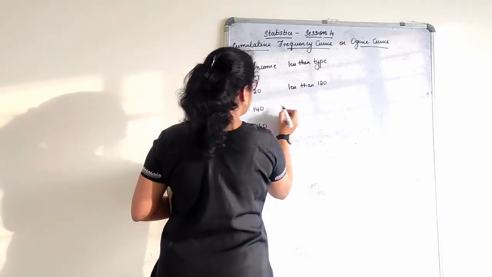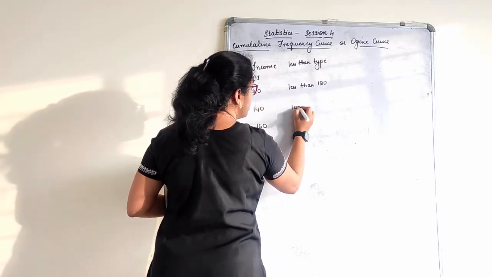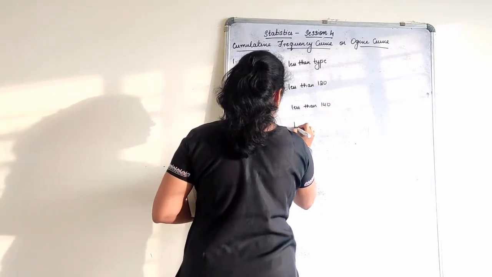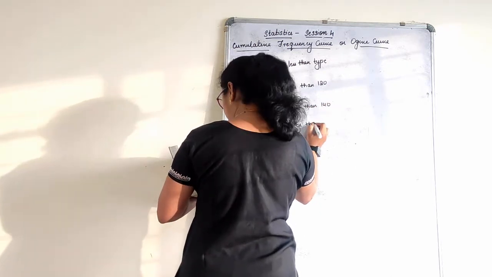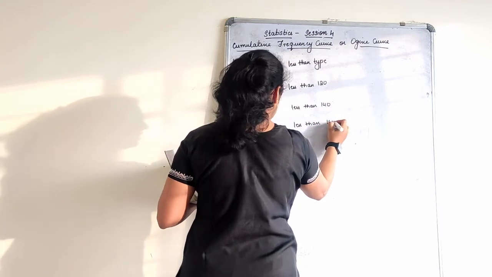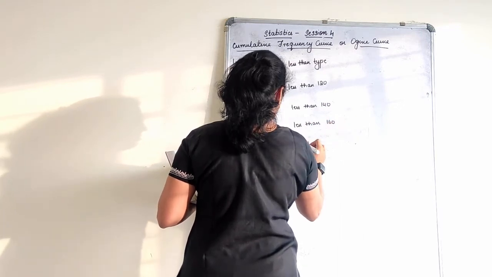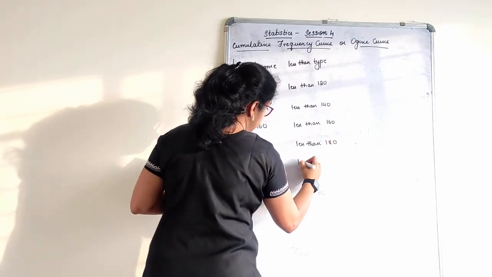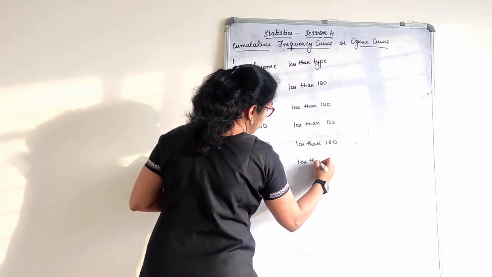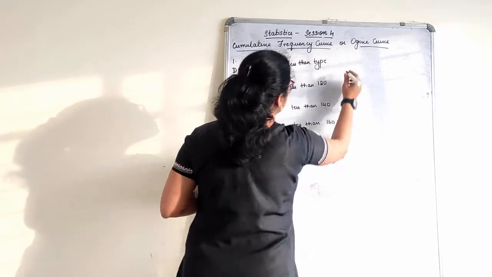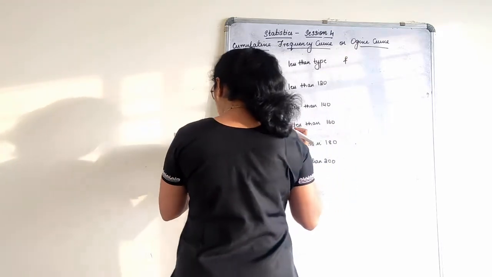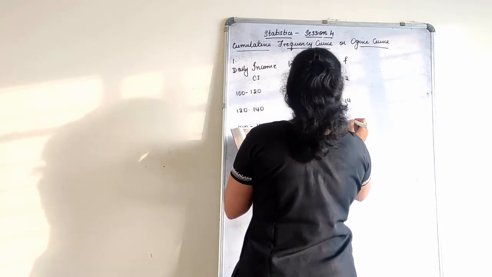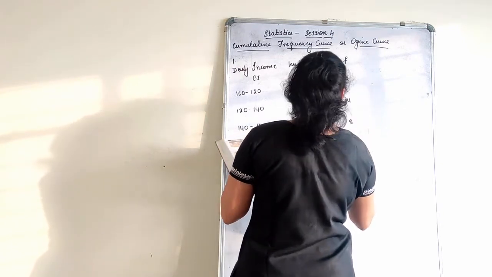So less than 120, then less than 140, less than 160, less than 180, and the last is less than 200. Write the given frequencies 12, 14, 8, 6 and 10.